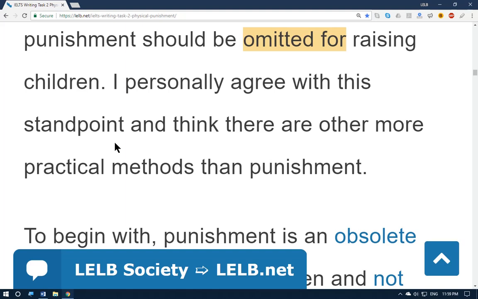So please note that in IELTS Essay Task 2 writing, it's important for you to clarify your position if it is an argumentative essay, and most of the time it is an argumentative essay as we have it here. So the essay is for the idea, not against the idea, or in favor of the idea of just removing or canceling or abolishing physical punishment. Okay.